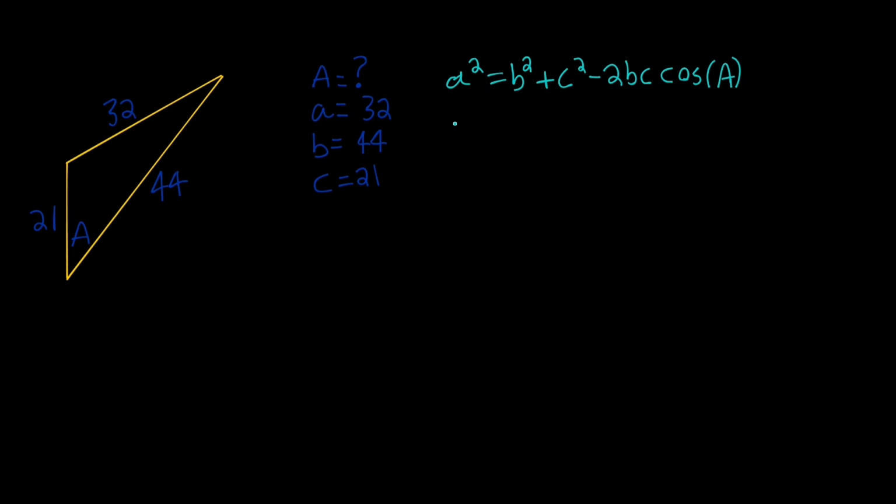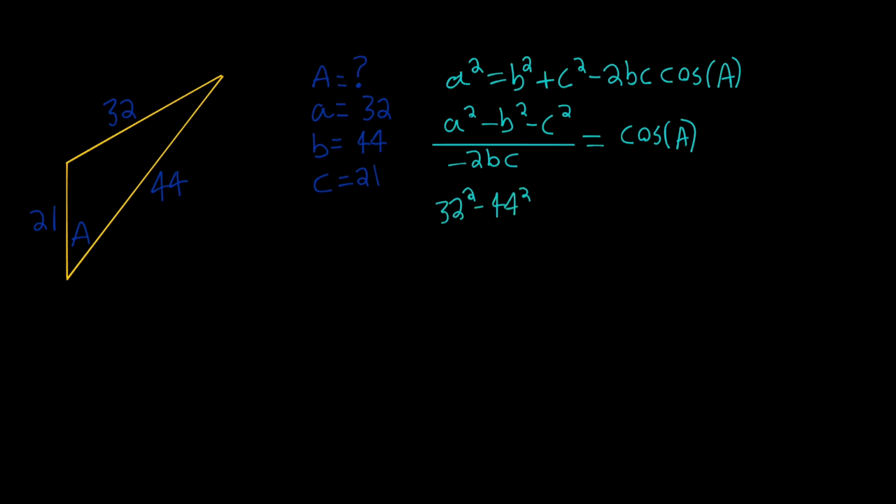So I'll review the isolation one more time. So A squared, and we're going to subtract B squared, and then subtract C squared from both sides. So minus B squared minus C squared divided by negative 2BC is the cosine of A. So 32 squared minus 44 squared minus 21 squared divided by 2 times 44 times 21 is the cosine of A.